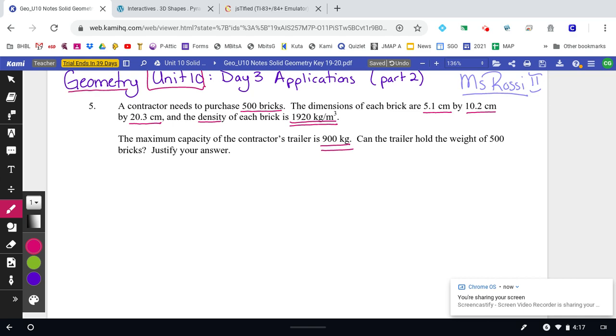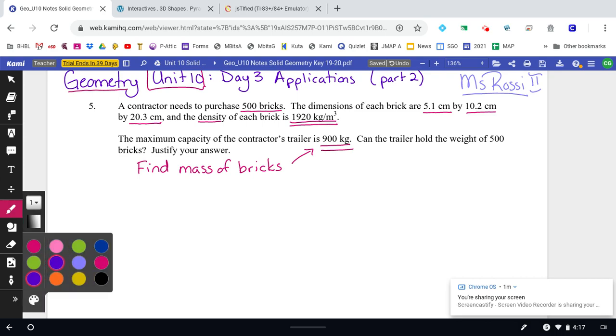So what we need to find is the mass of the bricks, right? Because our capacity is only 900 kilograms. All right, so first let's talk about finding the volume. The volume is length times width times height.